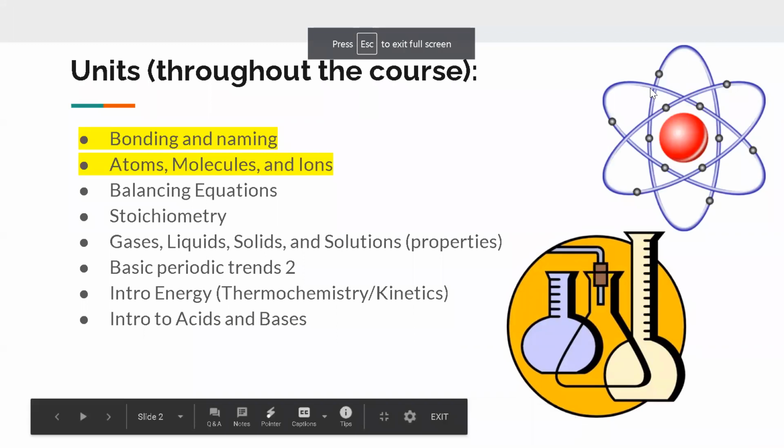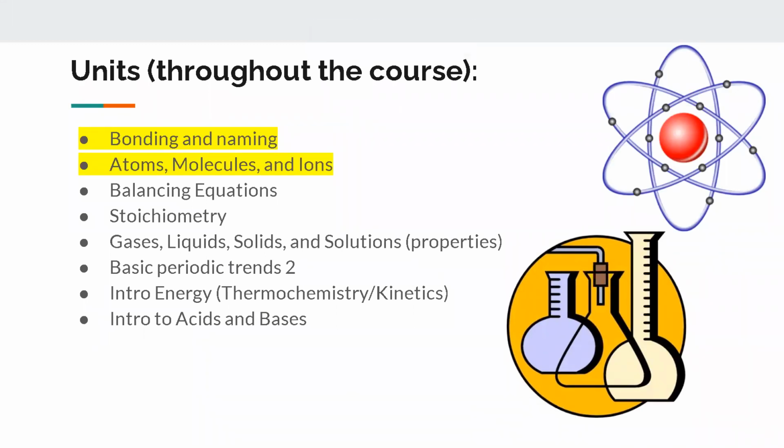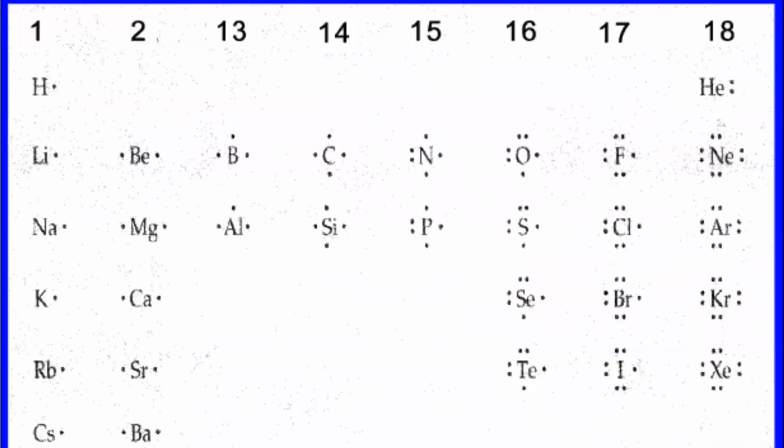Today we'll be talking about bonding and naming, and we're going to learn a little bit more about atoms, molecules, and ions, mostly just ions. So this is a small chart for Lewis dot diagrams from last class. In case you wanted to draw them, these are the answers for most of them, or the main elements that are metals and gases and stuff.